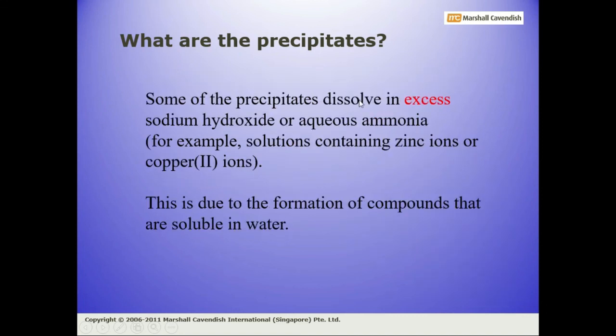And some of the precipitates dissolve in excess sodium hydroxide or aqueous ammonia. Why does it do so? Because it will form a compound that is soluble in water. By adding aqueous ammonia or excess of sodium hydroxide, a compound is formed that is soluble in water. Therefore, it will form a colorless solution or a clear solution. For example, a solution containing zinc ion or copper ion, on adding excess of sodium hydroxide or excess of ammonia, will form a water soluble compound.